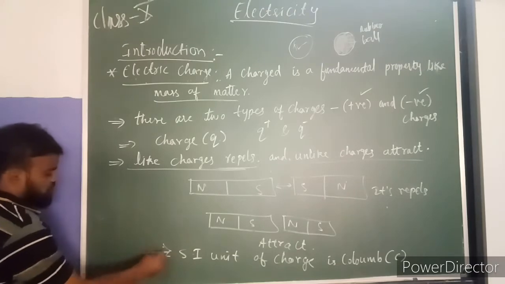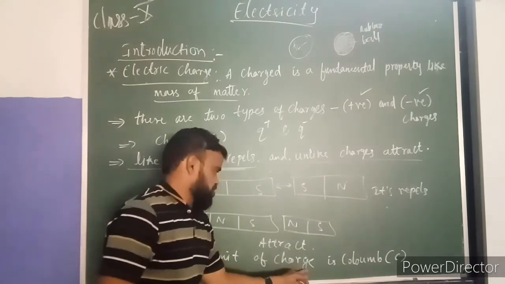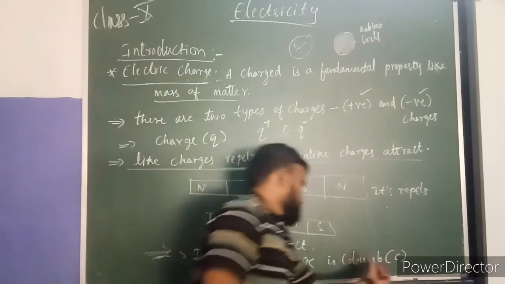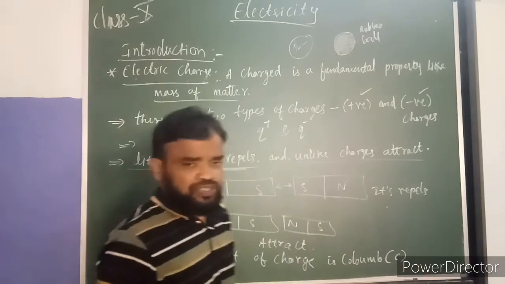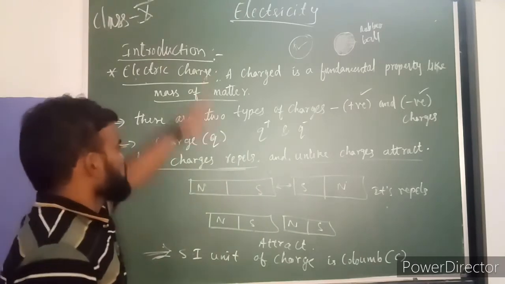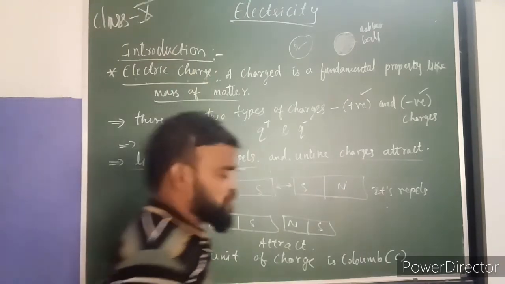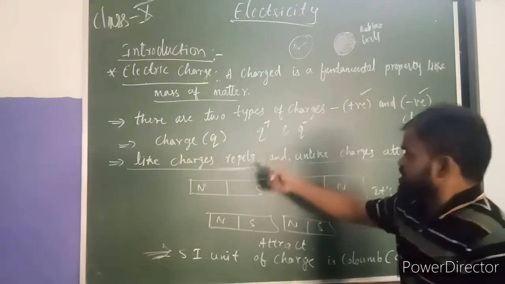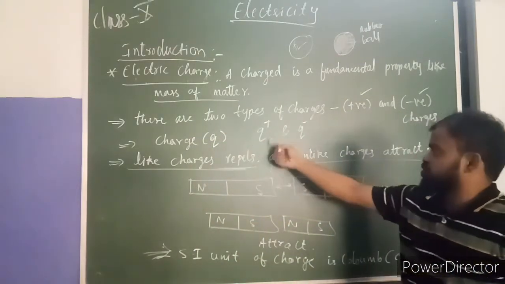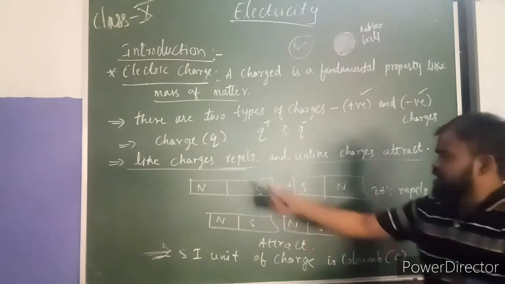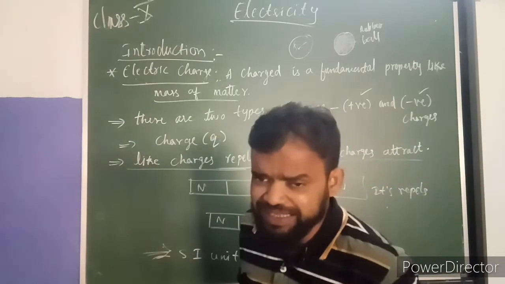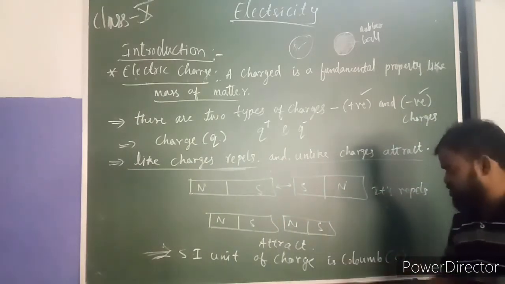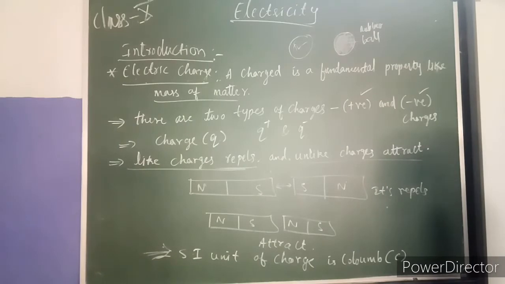The SI unit of charge is coulomb. The symbol is C. Did you understand? So these are the points. There are two types of charges, positive charge and negative charge, and the charge symbol is q. Like charges will repulse, and unlike charges will attract. The SI unit of charge is coulomb. Understood?